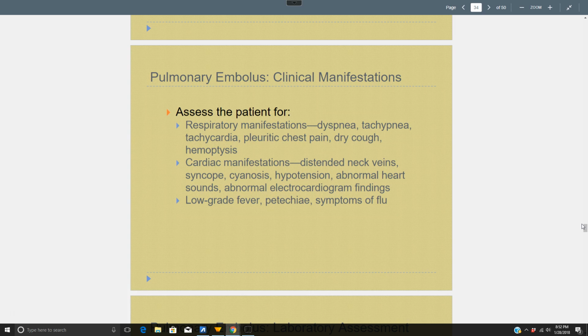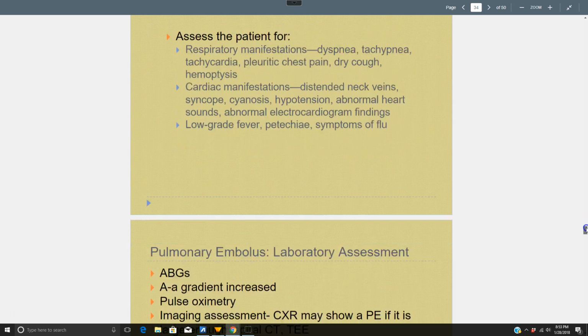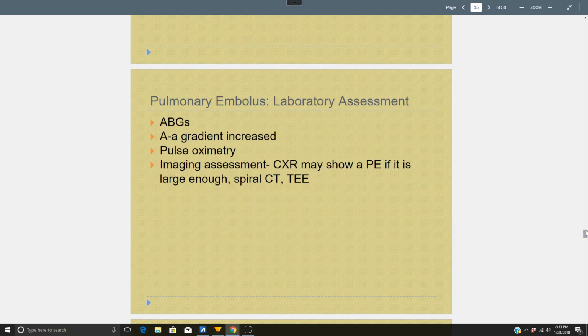And of course it's going to be demonstrated in their arterial blood gases, where they start desatting and they have a decreased arterial oxygenation saturation. So I just want you to realize what kind of patients are at risk. We watch ABGs, AA gradient increase, pulse oximetry, imaging assessment, chest x-ray may show a PE if it's large enough, spiral CT, TEE, especially for our patients who go into atrial fibrillation.